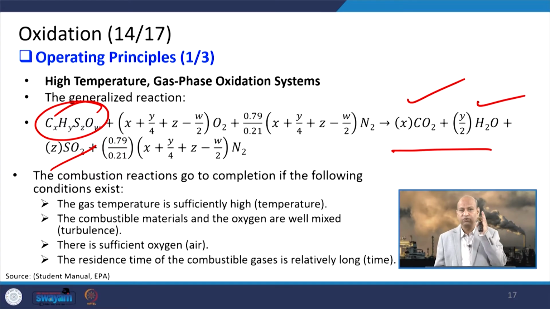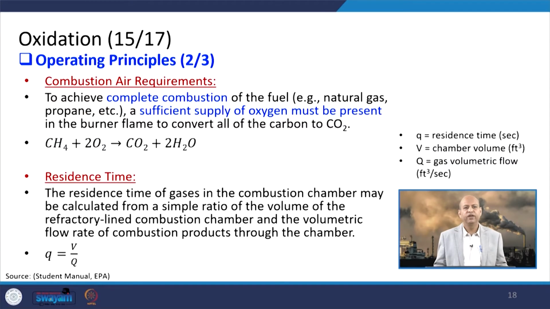So, temperature is one variable, another is turbulence, because it ensures the combustible materials and the oxygen are well mixed. So, the turbulence must be adequate. Similarly, there is sufficient oxygen we have to ensure. So, air must be there, proper flow of the air must be there. The residence time of the combustible gases is relatively long, so that the whole system gets into this oxidation process and the completion occurs. So, time is also an issue: the time, air, turbulence and temperature, all these factors we have to ensure are there for the complete combustion.